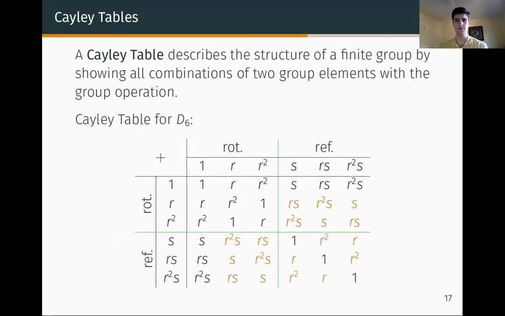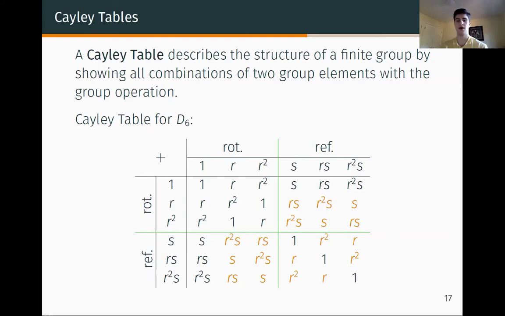Hello, my name is John Lentfer, and next I'll be talking about some research we did using Cayley tables for the dihedral group. So let's just remind ourselves what a Cayley table is. It's a table that describes the structure of a finite group by showing all combinations of two elements with the group operation. Here we've also divided our Cayley table into 4 quadrants based on whether there are 2 rotation elements, 1 rotation and a reflection element, or 2 reflection elements.